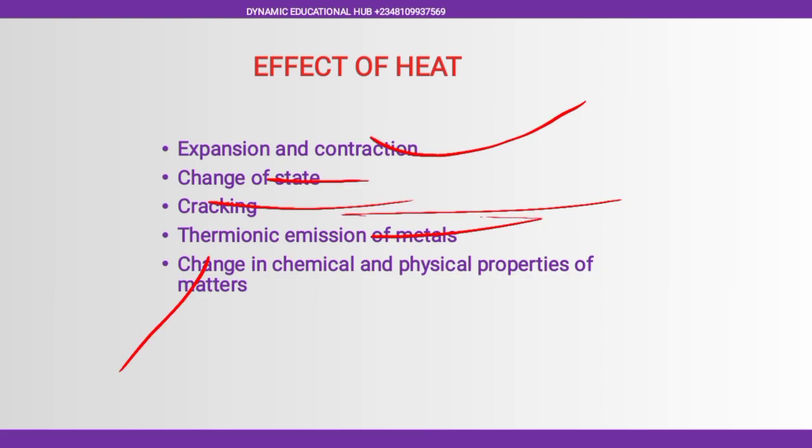We have change in chemical and physical properties of matter. We can all see that if you have a solid and you are heating it at a very high temperature, that solid will melt, from solid to liquid. So that's melting, changing physical properties, and chemical properties as well. If you have any compound and you are heating it, it can decompose to form a new compound. That's what we call chemical changes.